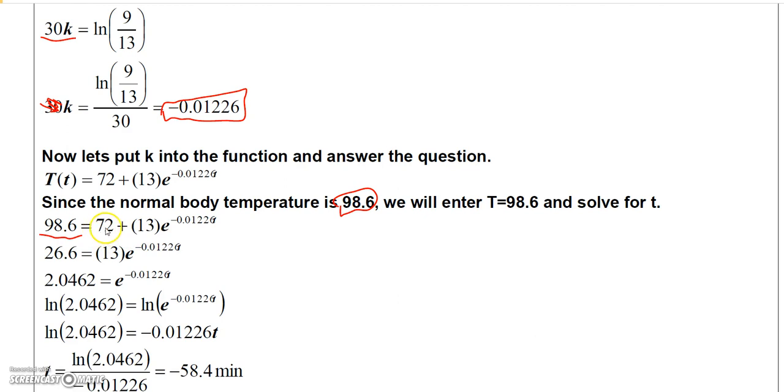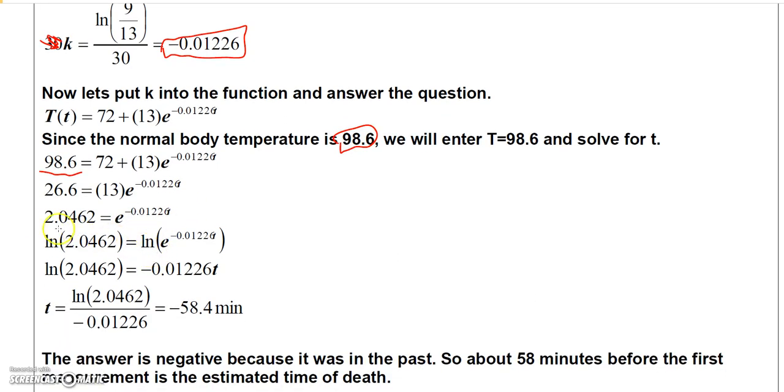Let's see what I'm going to do. I'm going to subtract 72 from both sides again. So 98.6 minus 72 gives me 26.6. So I have 26.6 equals 13 times e to the negative 0.01226 t. And then divide both sides by 13. I didn't show that, but that's all you're going to do. Just divide 26.6 by 13. And when I did that, I got just a hair more than 2. I got 2.0462. So I get 2.0462 equals e to this power.